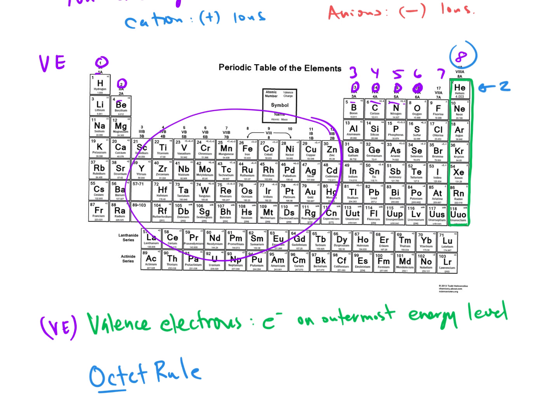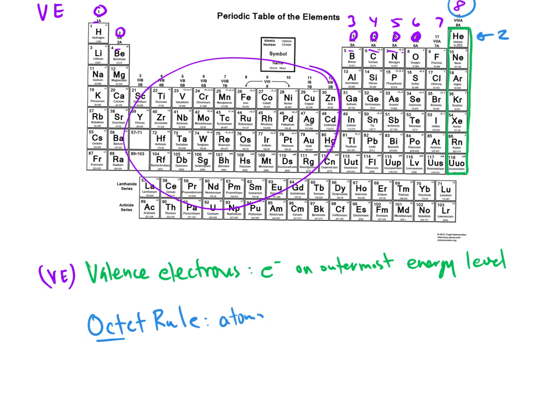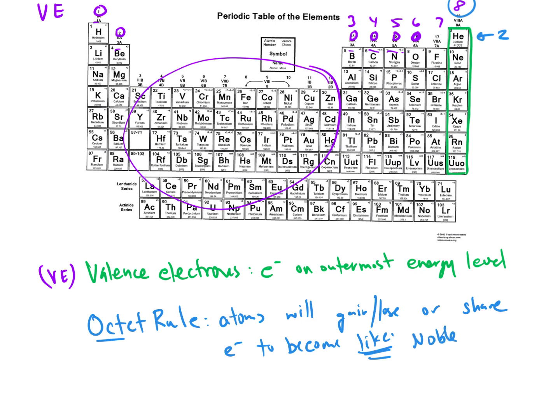But the octet rule is atoms will gain or lose or share electrons to become like noble gases. They don't become noble gases. They become like noble gases. Meaning they're balanced. They go down the highway with full tires, right? Well, that's just an analogy, right?